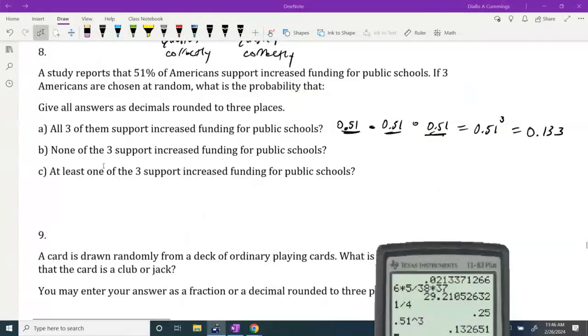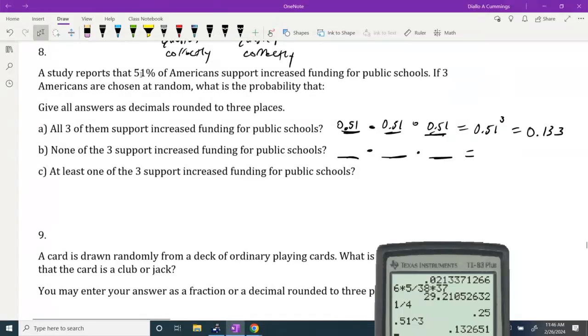B says none of the 3 people support increased funding for schools. Now, they didn't quite give us this probability, but we can figure it out, right? So first off, I want to just map out 3 outcomes. 1, 2, 3. So again, these are for the 3 randomly chosen people.